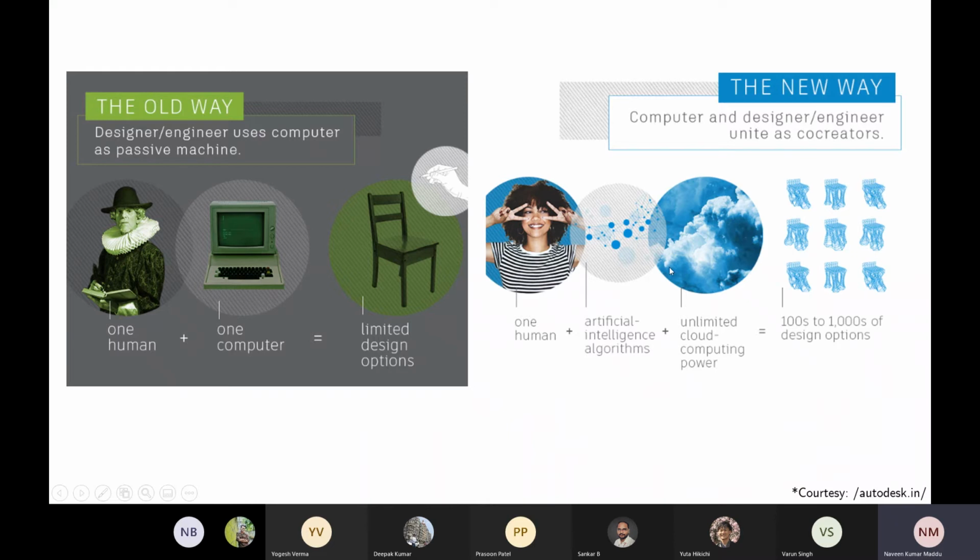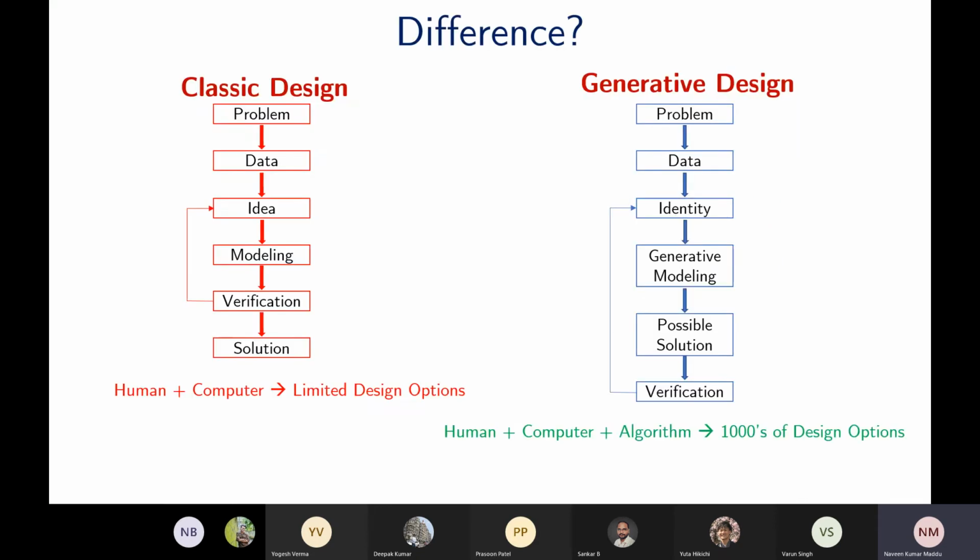But the new way is like this. You have a simple one human as it is, and some kind of set of rules which are run by AI algorithms, and you have to have a very good computational power. That computational power comes with your cloud computing, and in combining these three, you have lots and lots of options out of which you can pick whichever that you are interested in. Okay, so this is the old way and new way of creating the designs.